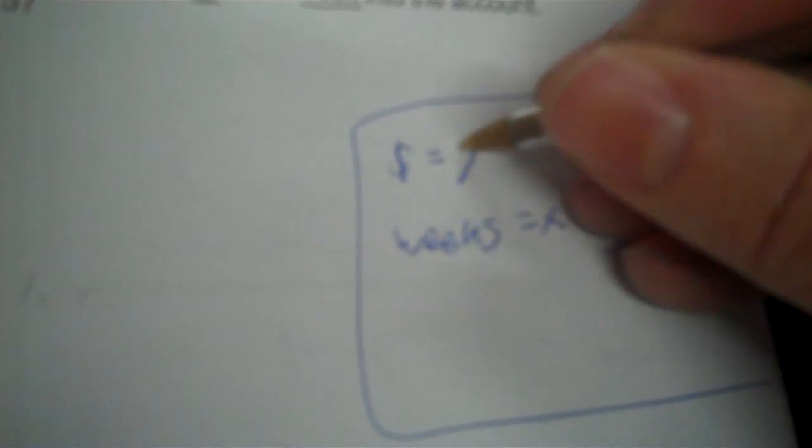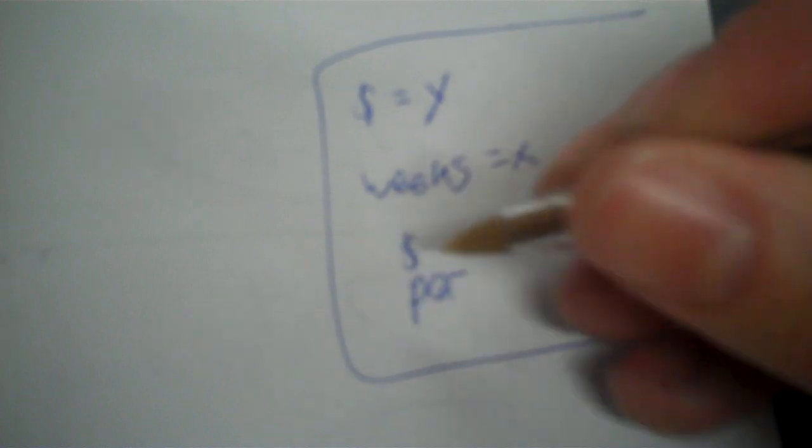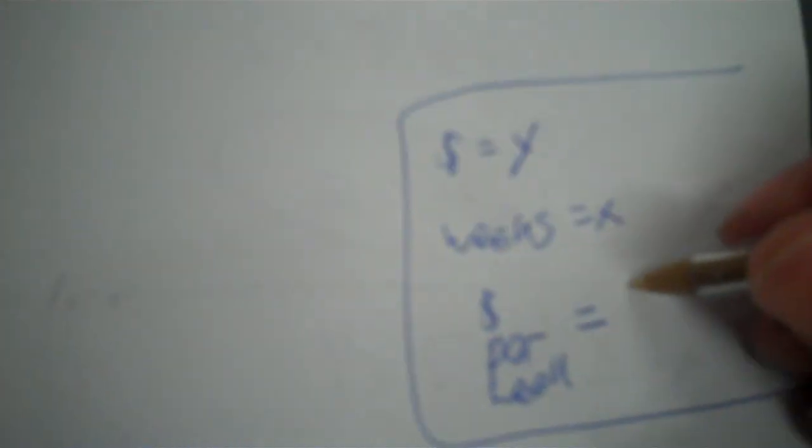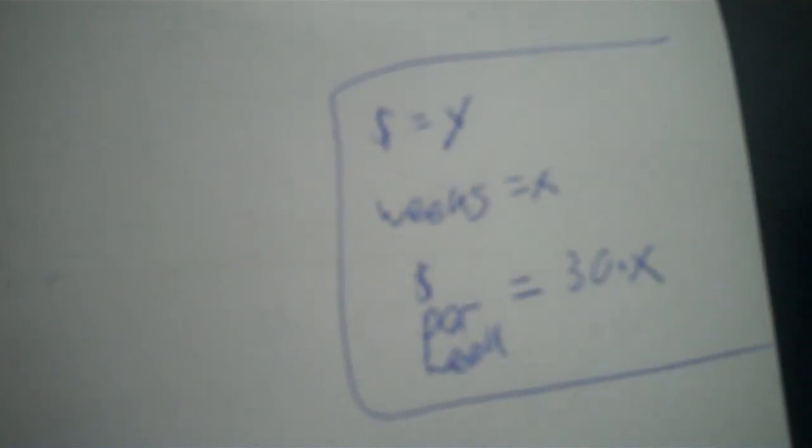The money's dependent on the weeks. So you got money and weeks. So weeks is X, money is Y. Time is always X. So dollars per week, 30 times X.